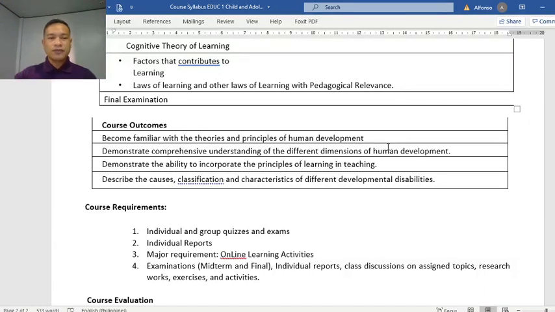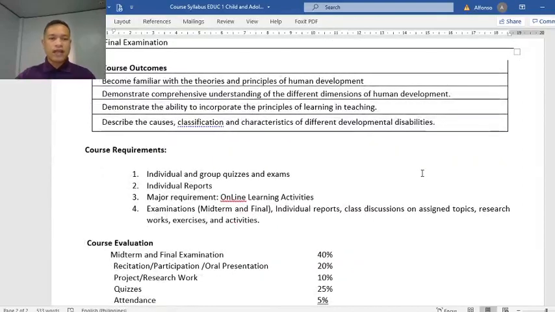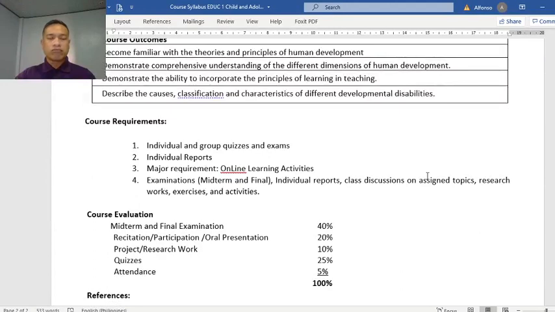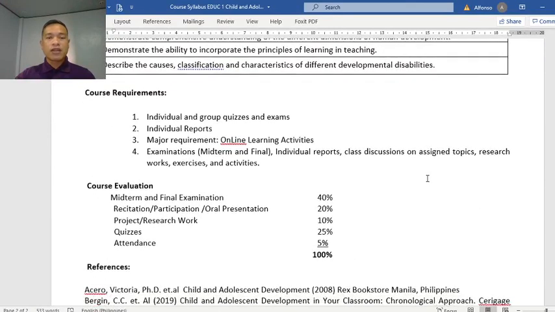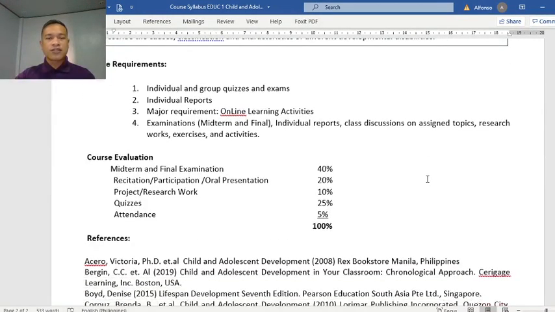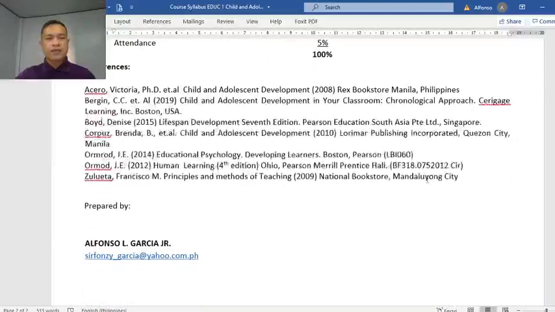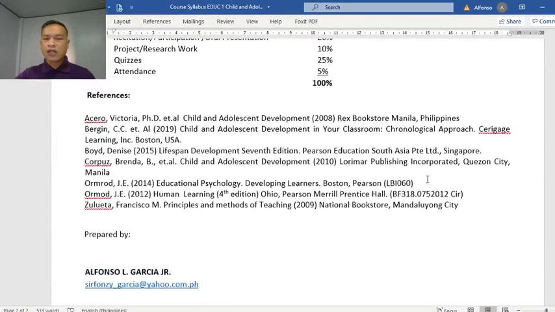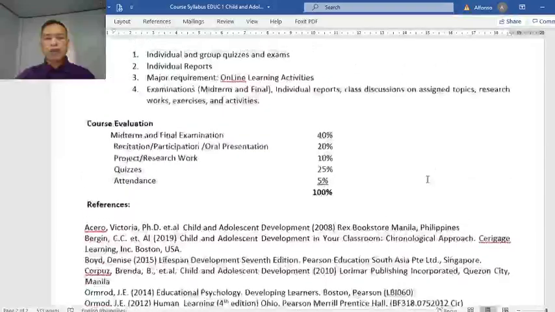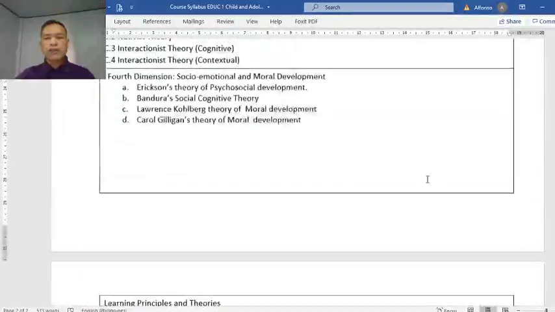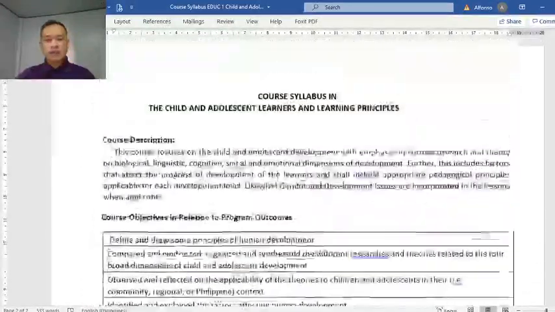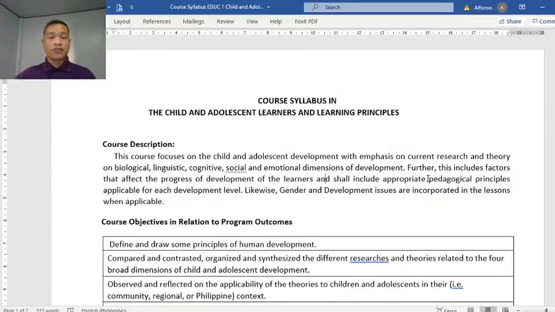Course requirements, of course, are obvious. You will have individual and group quizzes and exams. You will have individual topic presentations. You will have online learning activities. You also should have midterm and final examinations. These are some of the references that you could look at, so you could always be on top of your game in terms of our discussions.